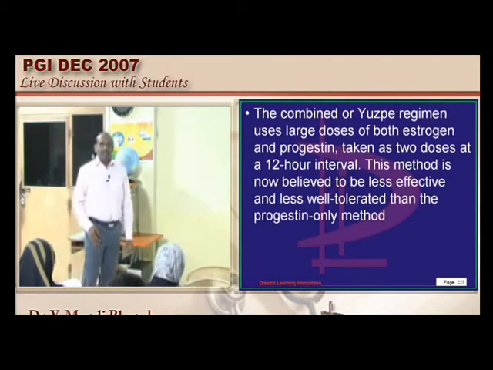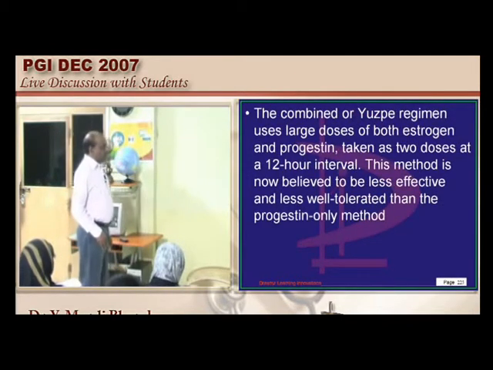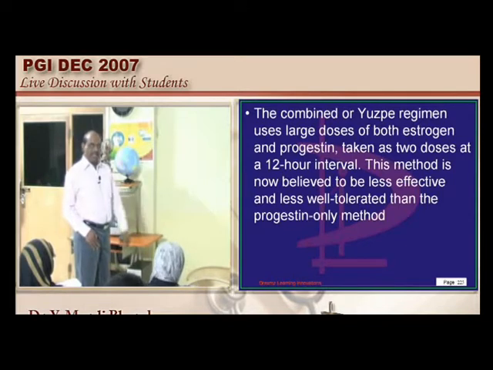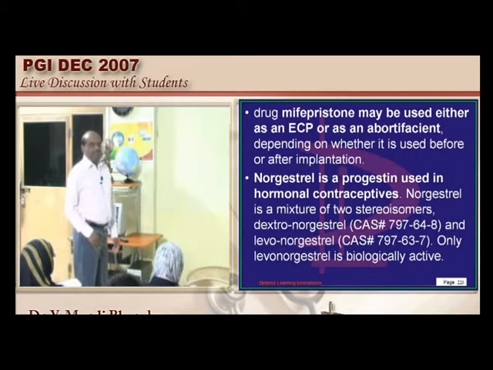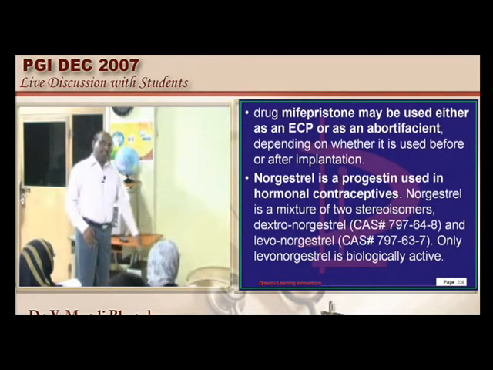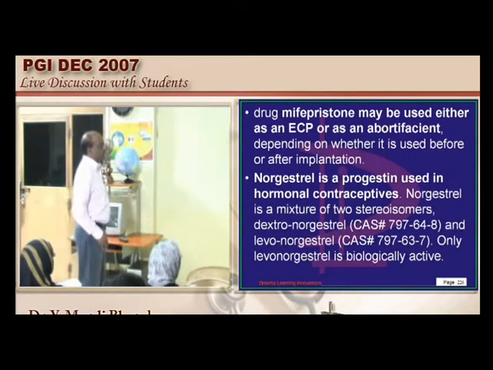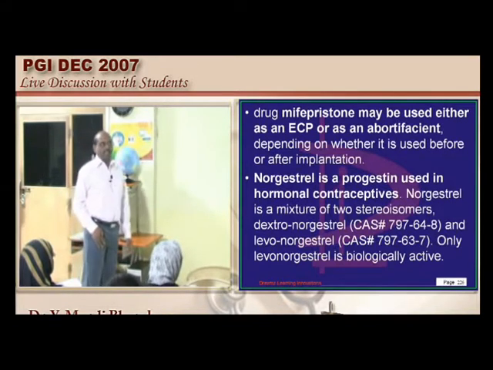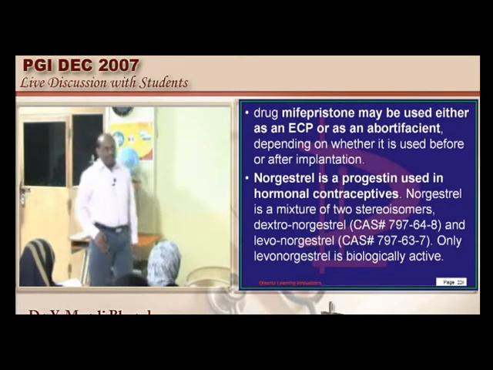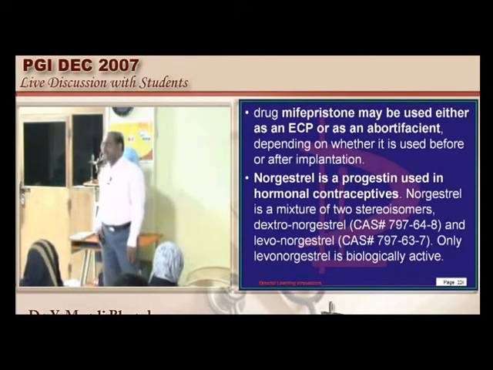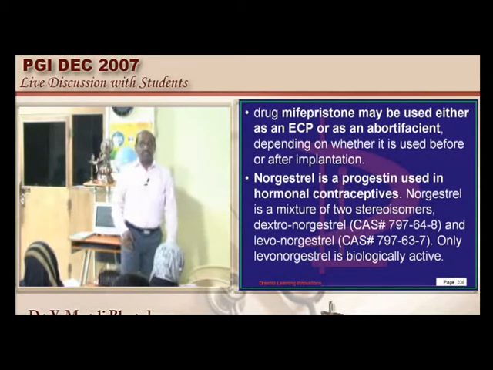What is Yuzpe method, where both estrogen and progestin combined 2 doses are taken at 12-hour interval, and mifepristone can be used. In fact, it can be used both as an abortifacient and also an emergency contraceptive measure. And also the norgestrel, which is one of the levonorgestrel's component, that also can by itself be used in emergency contraception protocols. We must be doubly sure, including the dosages also.